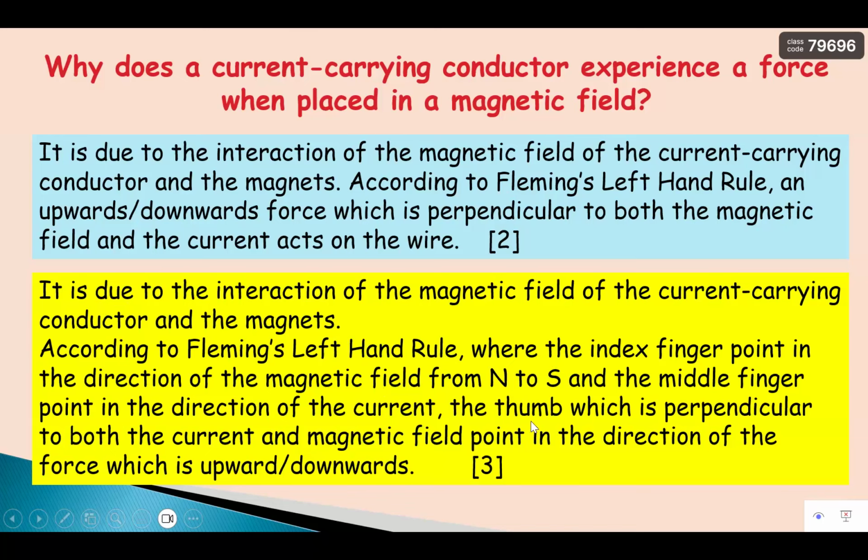The thumb, which is perpendicular to both the magnetic field and the current, will point in the direction of the force. Just take note that for both, whenever you are applying Fleming's left-hand rule, you need to tell me that the force is always perpendicular to the magnetic field and the current. They are all perpendicular to each other.